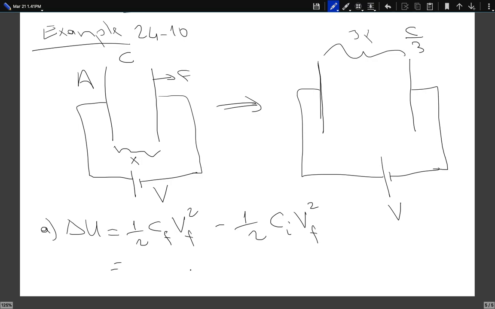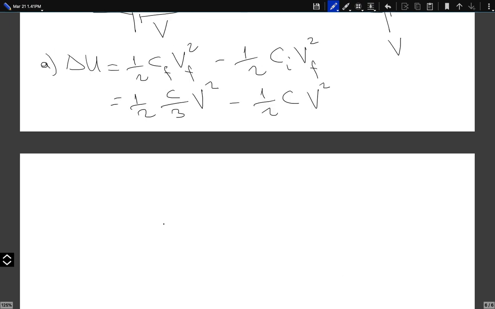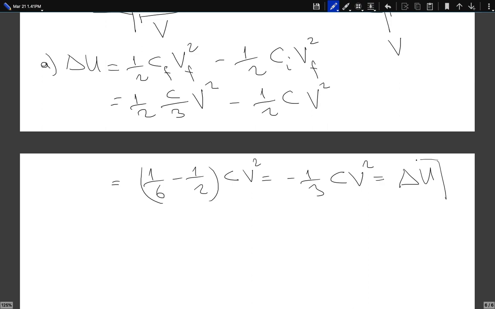Well, the final capacitance is C over 3. And what is the final voltage? V. Minus 1 over 2 C V squared. This is equal to 1 over 6 minus 1 over 2 times C V squared, which is minus 1 over 3 C V squared. This is delta U. This is how much the internal energy changes.